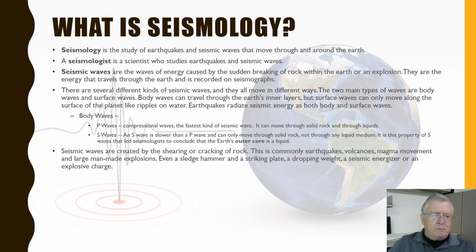S waves, or secondary waves: an S wave is slower than a P wave and can only move through solid rock, not through any liquid medium. It is this property of S waves that led seismologists to conclude that the Earth's outer core is a liquid. So we'll talk about those things.